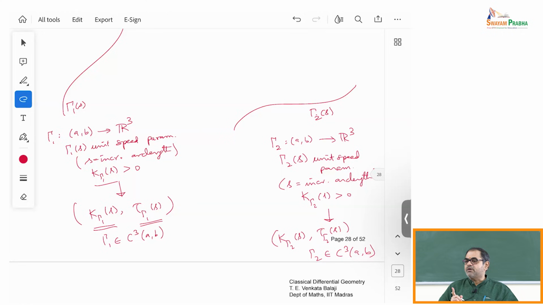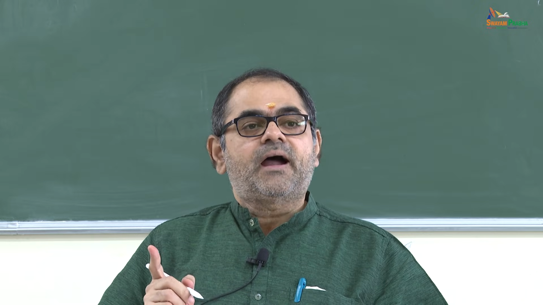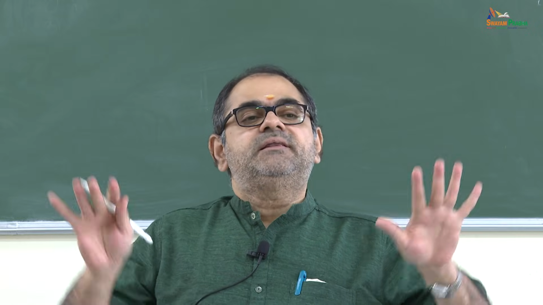The second one is torsion, it's continuous, and its torsion can be any sign, it can be positive or negative, it can be 0. All right. Okay, now what is given is that these two curves have the same curvature and torsion functions, and the claim is that there exists a rigid motion that moves gamma 1 to gamma 2.